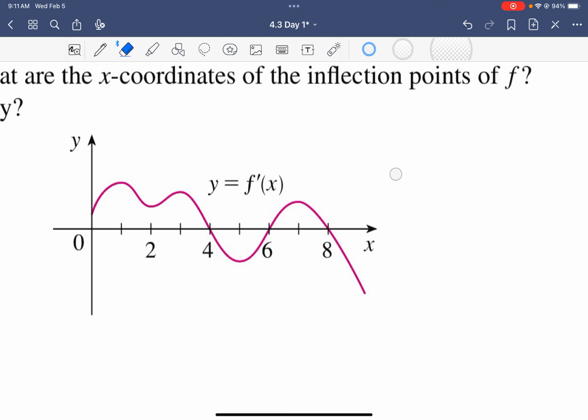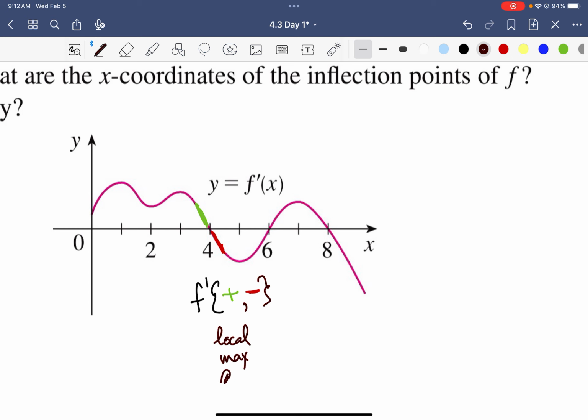And then we look on here and we notice that if we go from increasing, because we're above the axis, to decreasing on f, so if f prime changes sign from plus to minus, then we know that there is a local max at x equals 4, because we changed sign on the first derivative. I go from increasing to decreasing, it must have been a maximum.